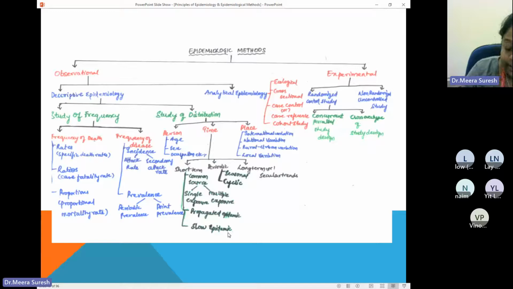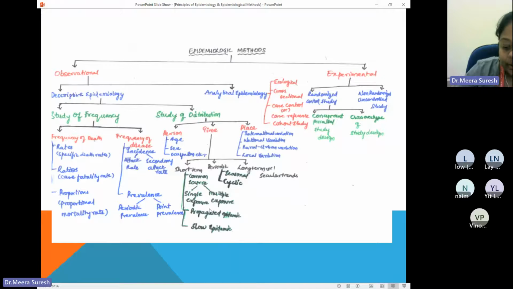So unlike the single exposure, the graph here will be different. It will be like a W, but the lower portion will not be touching the base. It will be going high, lower, lower, and then it continues like that. Propagation, like a wave, a propagated wave it will be. Then slow epidemic, it will be like our chronic diseases because it is also slowly developing but excessively found and hence considered as an epidemic disease.